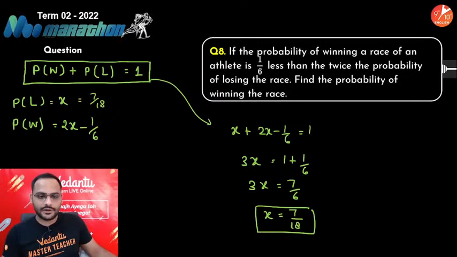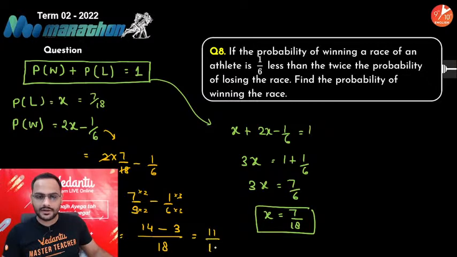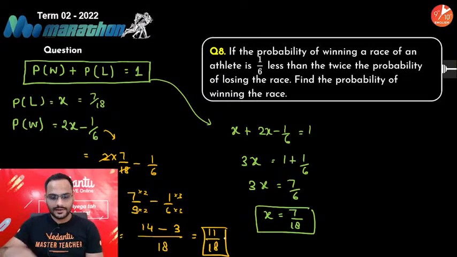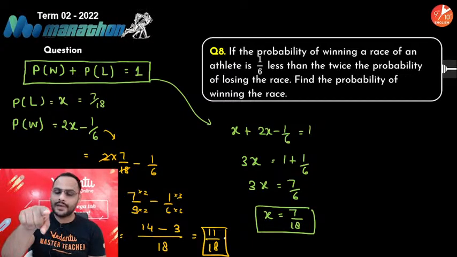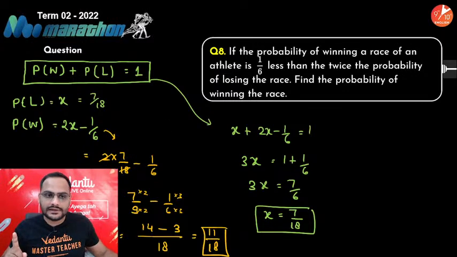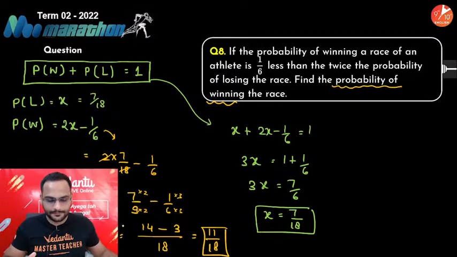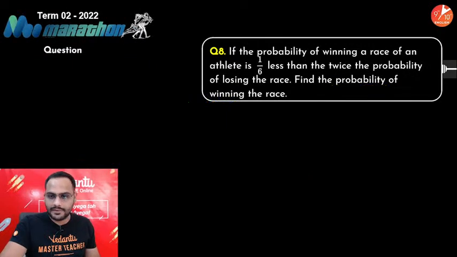So x is 7/18. What will be the probability of winning? Probability of winning will be 2 times 7/18 minus 1/6, that is 7/9 minus 1/6. Take LCM, 18 will be your LCM. Here multiply with 2, 7 twos are 14. Here multiply with 3. 14 minus 3 is 11/18. The mistake a student might make is leaving it at 7/18 only. But understand, 7/18 is the probability of losing, whereas the question is clearly asking for the probability of winning. So probability of winning will be 2x minus 1/6, and we need to solve it further. So we get 11/18.